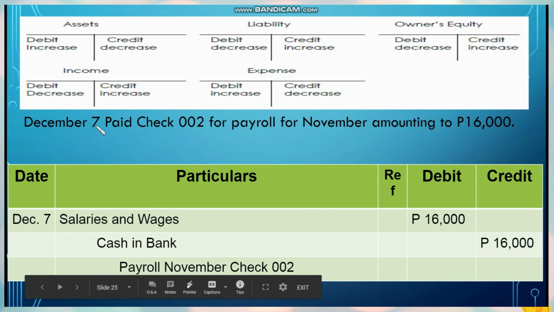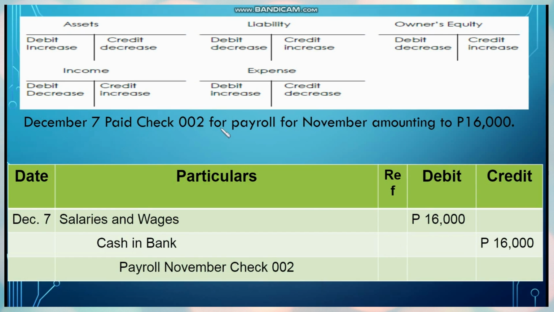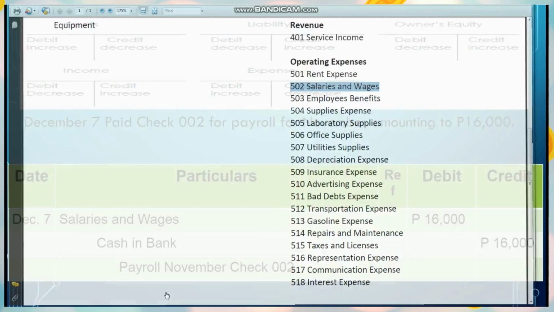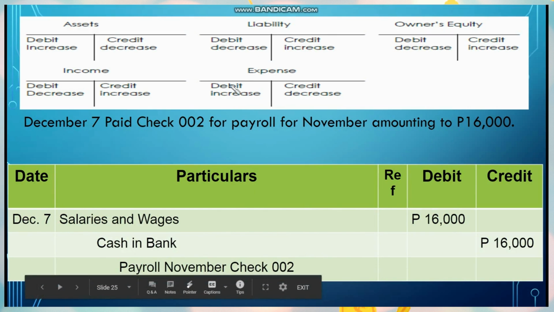Next, December 7. Paid check 002 for payroll for November amounting to 16,000. The business paid, a check was issued. That means that our cash decreased. And we paid for the payroll. And payroll is an expense. If you take a look at the expense accounts, we have in here salaries and wages for the payroll. So an increase in the expense is debit.